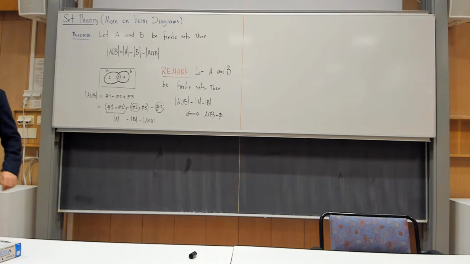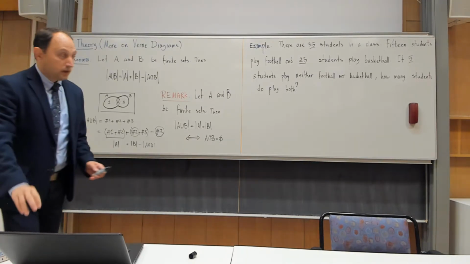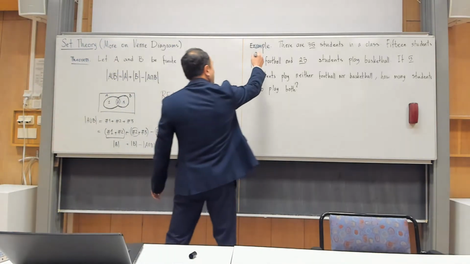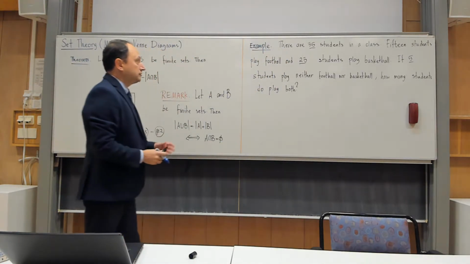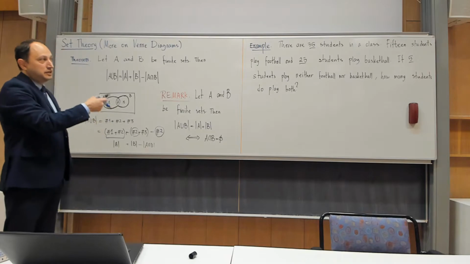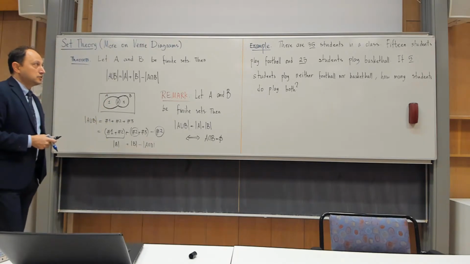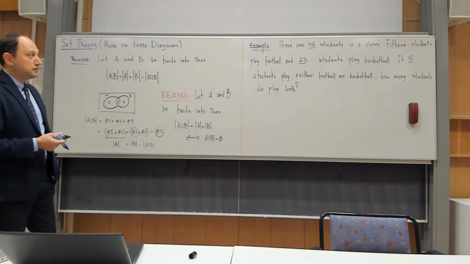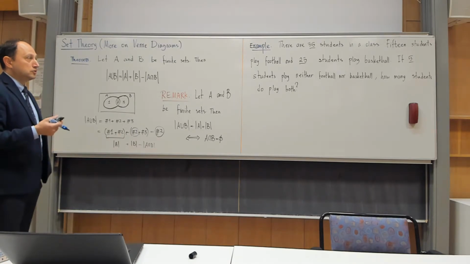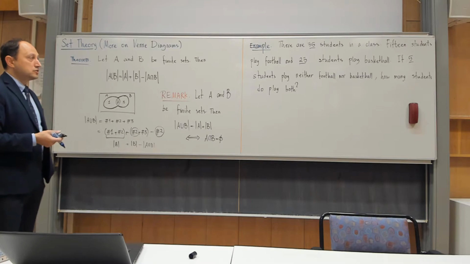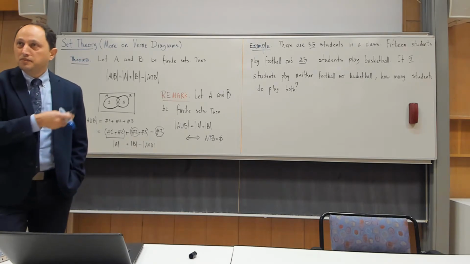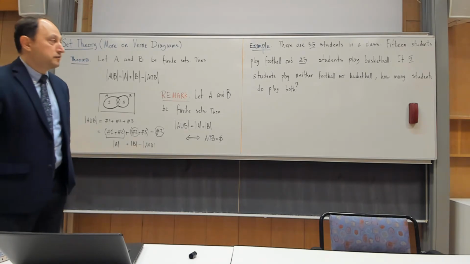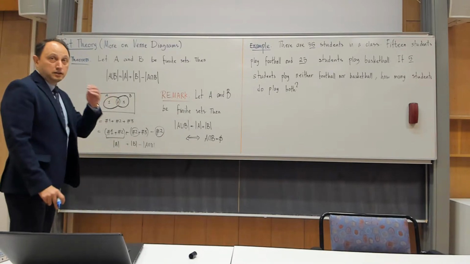So, for example, let me give you some examples. Okay, so let me read this question. There are 35 students in a class. This is a very, very simple example. 15 students play football and 23 students play basketball. If 5 students play neither football nor basketball, how many students play both? Some types of these questions you might face using these ideas. Okay.